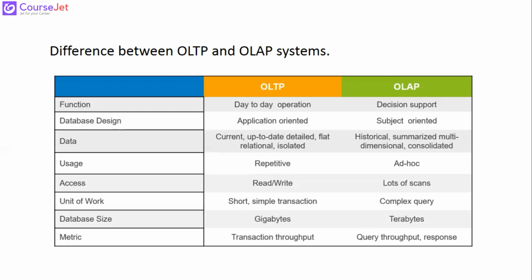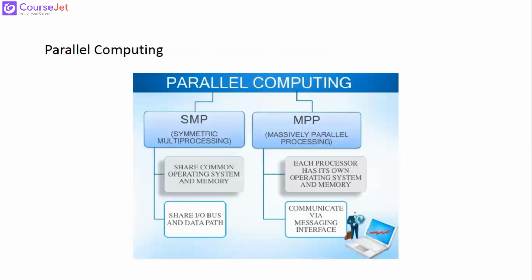The main metric for OLTP is transaction throughput. Your transaction should get committed or rolled back. That is the main aim. But in OLAP, it's query throughput and response. That means you run a query on a historical table, so how long it takes to retrieve the data. So this is some of the example differences.